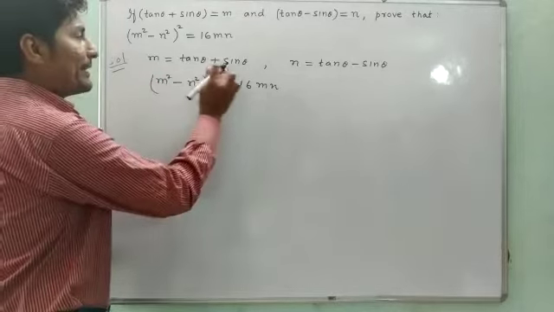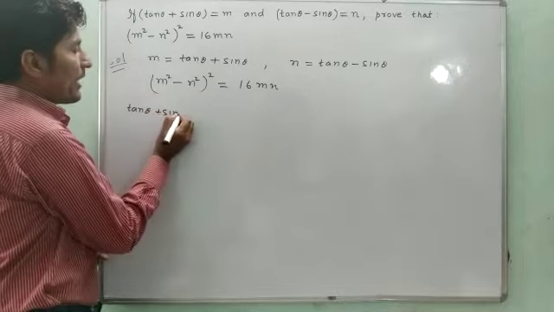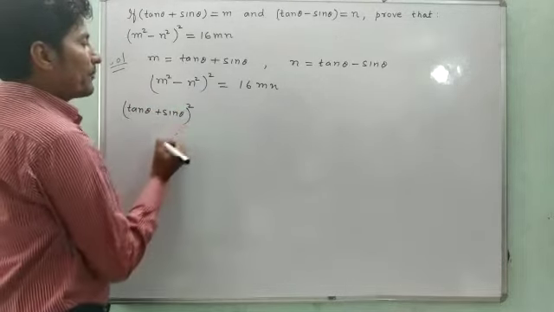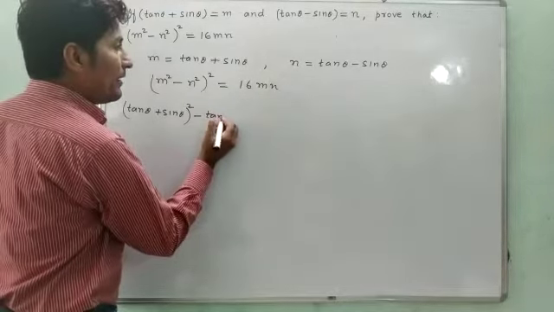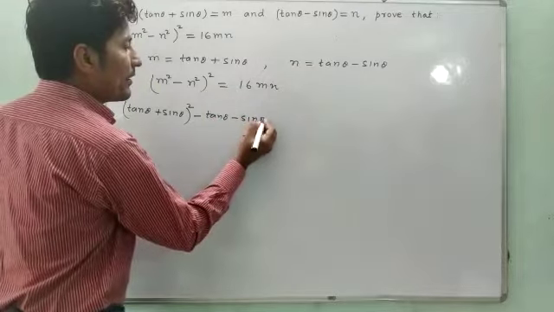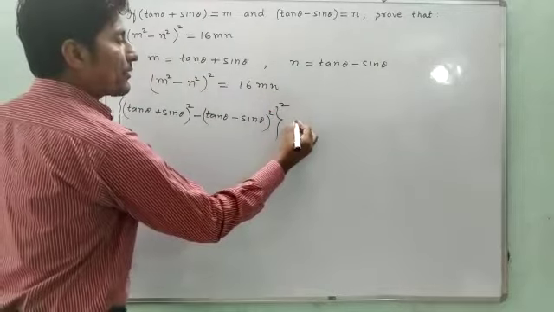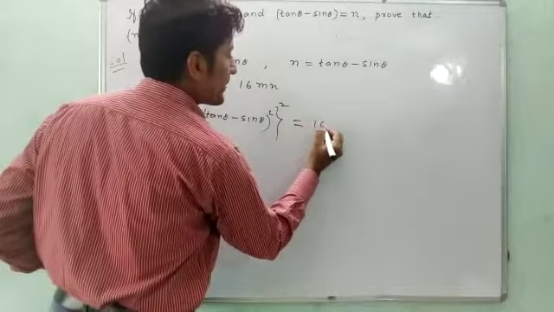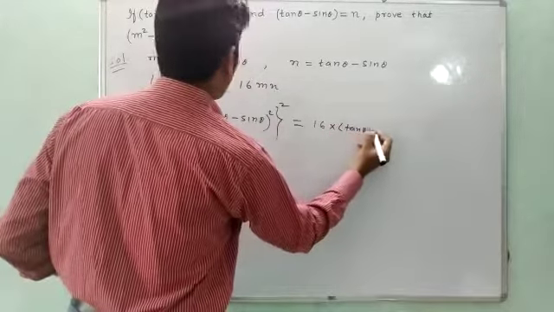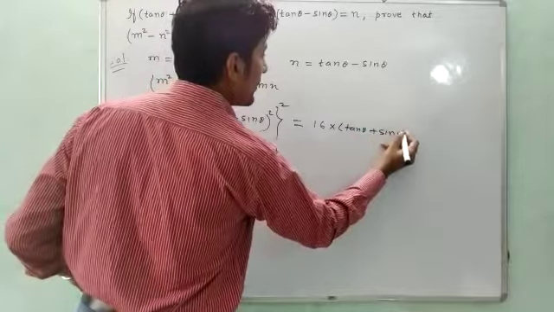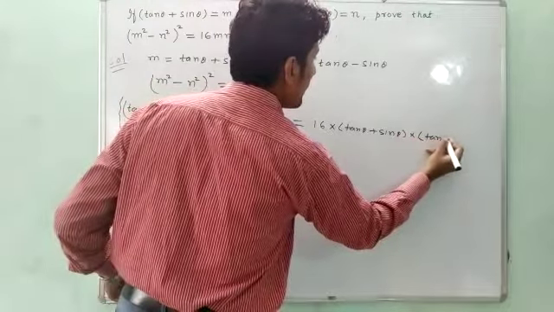Value of m is already given, tan theta plus sin theta, so we can write here (tan theta plus sin theta) whole square minus n square. Value of n is given, (tan theta minus sin theta) whole square. Now here also whole square is there, so we can put here whole square equals 16mn. So we can write here 16 multiplied by m, value of m we can write here tan theta plus sin theta, multiplied by n, value of n is given, tan theta minus sin theta.